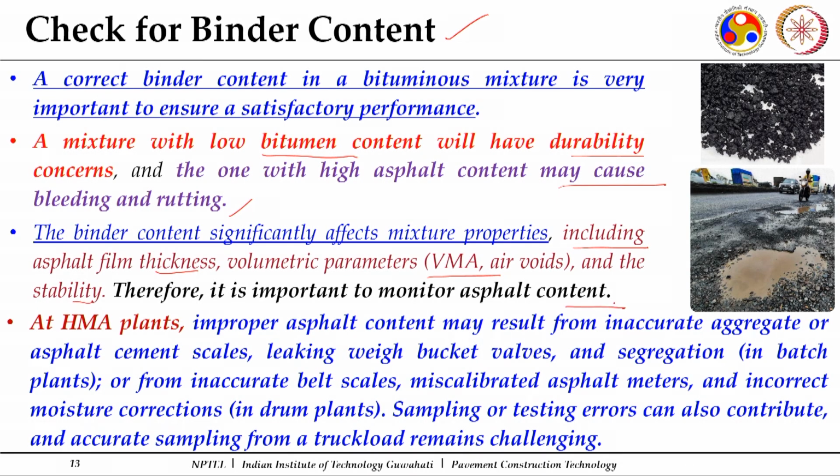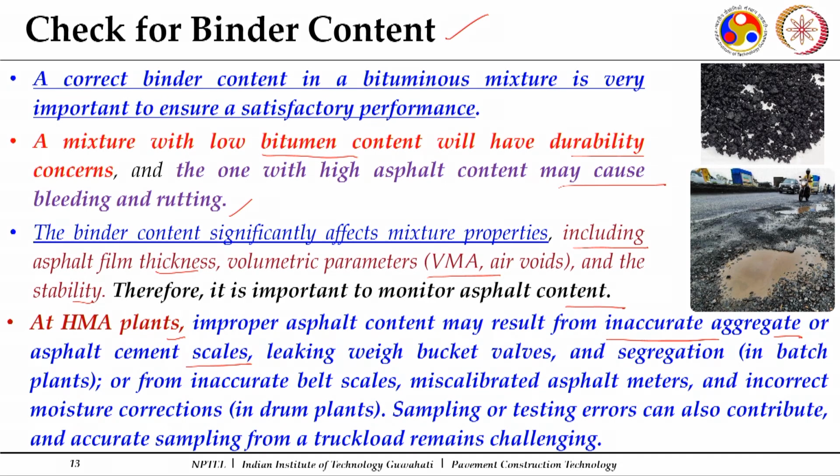So, this is very important to monitor asphalt content during the course of production of bituminous mixes. Now, at HMA plants, what can be the causes for variability in the asphalt content, specifically at a hot mix plant? One cause is inaccurate aggregate or asphalt content scales, because in the pug mill, where the weigh hopper was there, how much weight of individual sizes of aggregate has to come up, and how much content of binder has to come up.